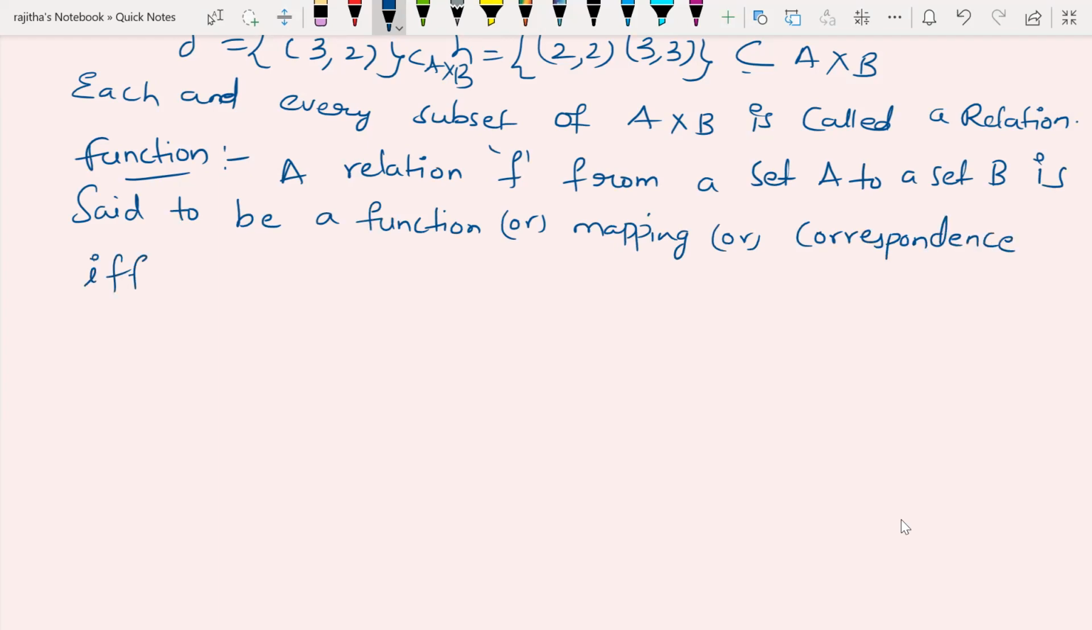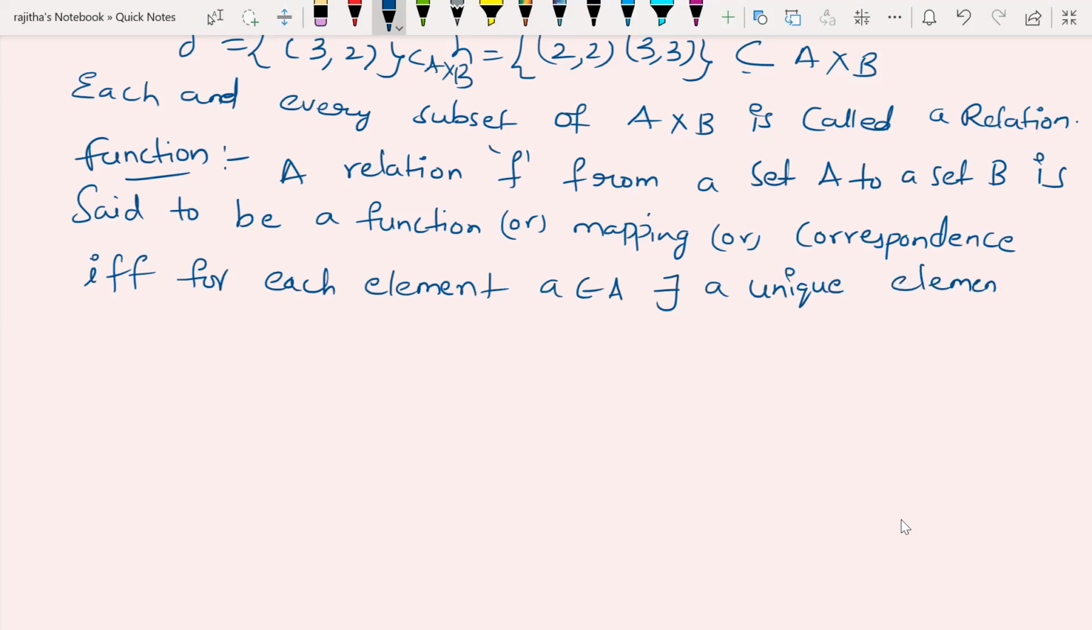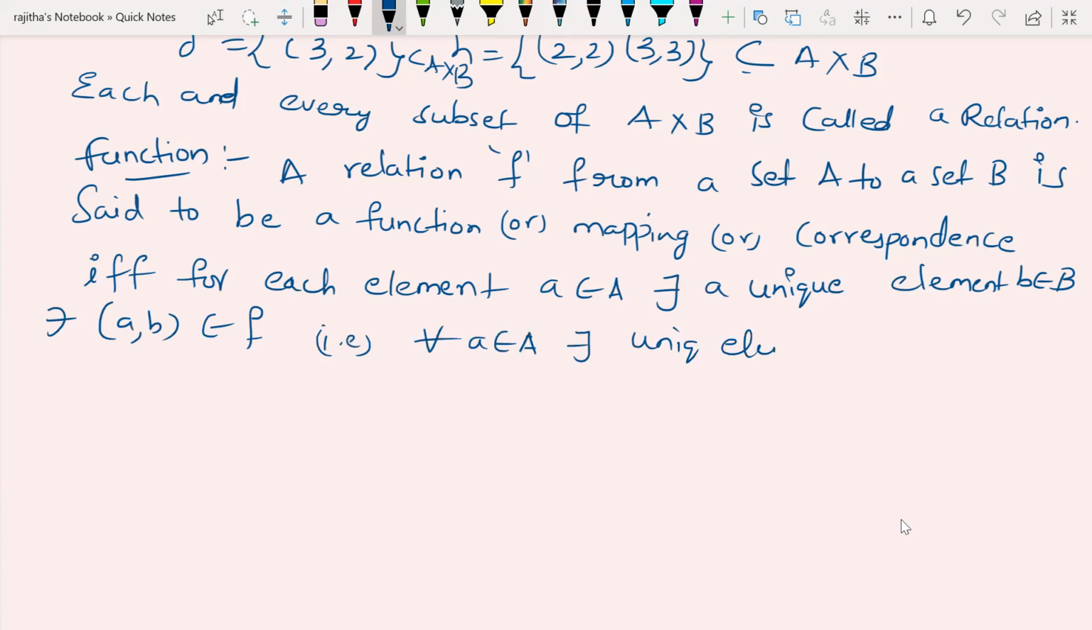If for each element small a belongs to A, there exists a unique element small b belongs to B, such that (a, b) belongs to F. That is, for all a belongs to A, there exists a unique element b belongs to B, such that f(a) is equal to b.